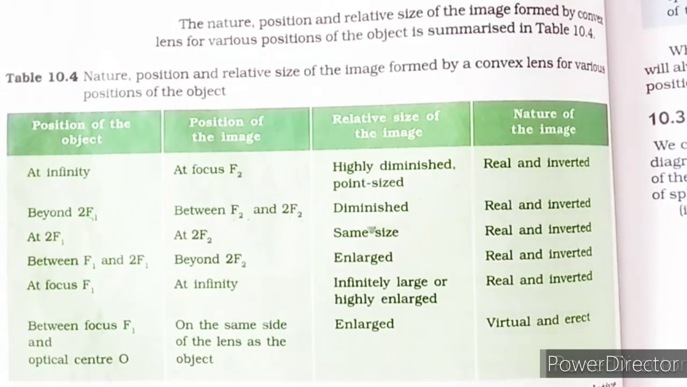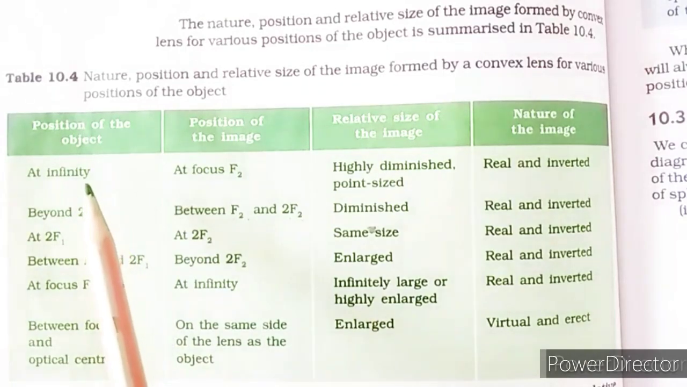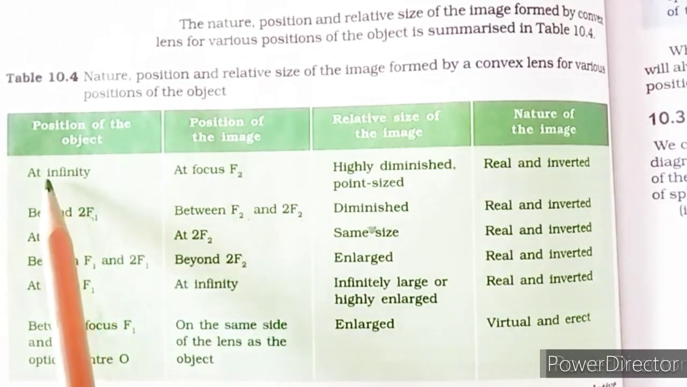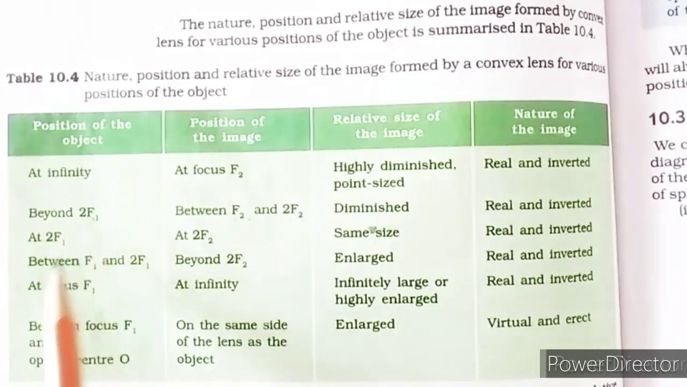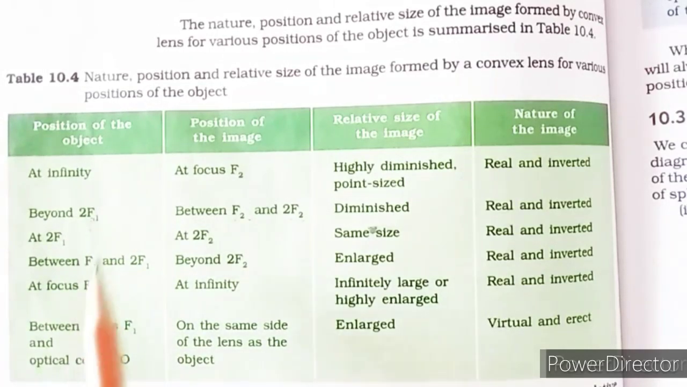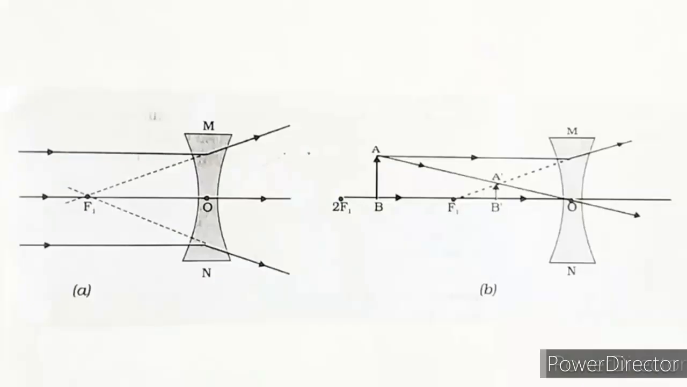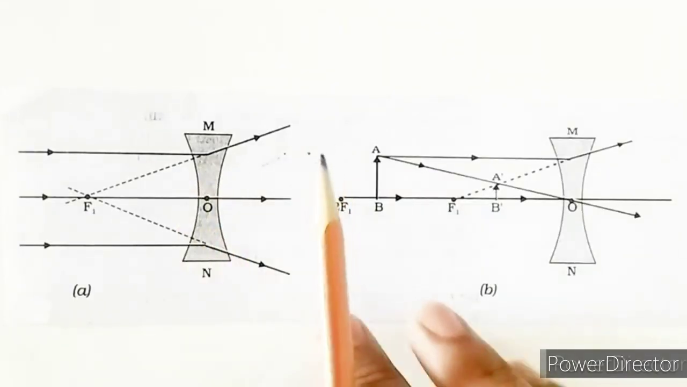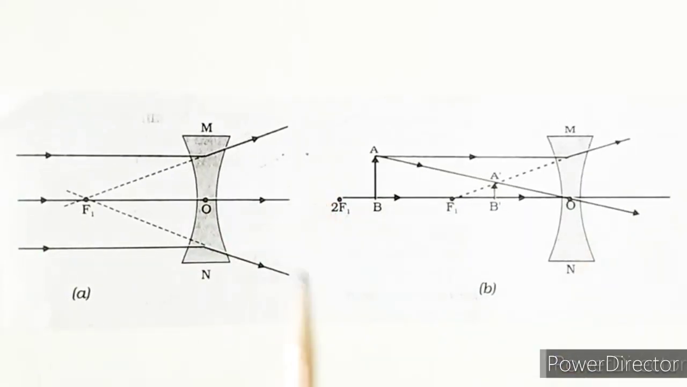So you can refer to the diagrams that I have drawn, and you can take all these positions one by one for the object, that is at infinity, then beyond 2F1, at F1, all these positions. You have got 1, 2, 3, 4, 5, 6 positions. Okay, and draw the ray diagram for all of them one by one. Now for concave lenses there are only 2 positions. Convex lenses have 6 positions, so 6 ray diagrams, and for this only 2.